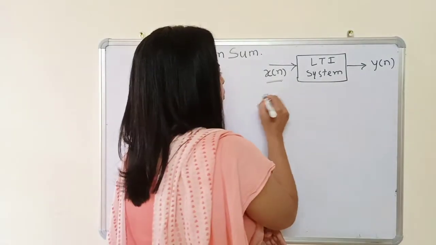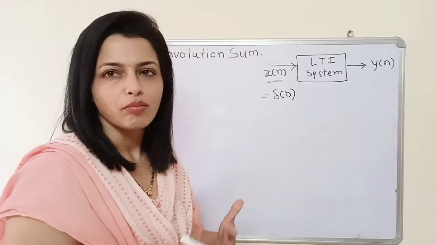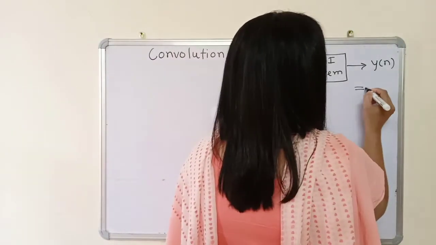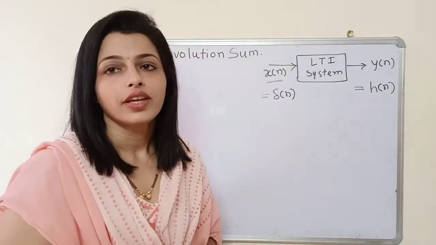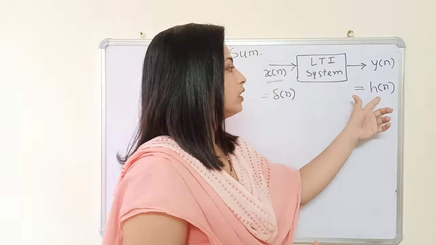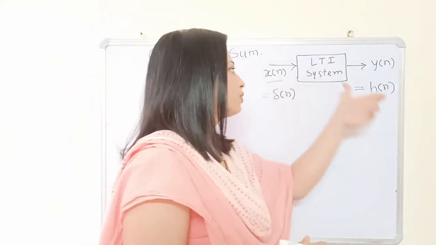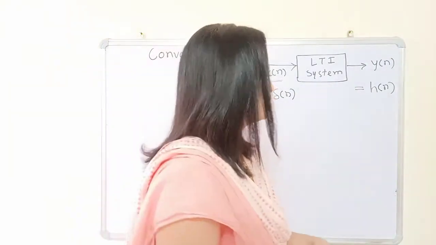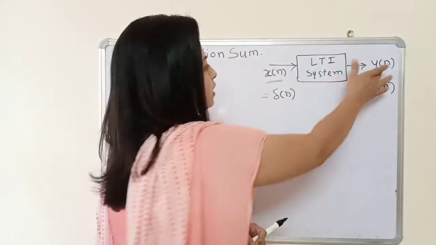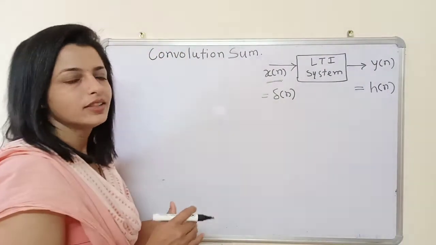Suppose I'm giving the input del of n, which is the simplest signal, the impulse signal. I'll get h of n as the output. We call it the impulse response of the system, because the input is an impulse and the response of the system to the impulse is the impulse response. From this we'll try to derive the relationship between y of n and x of n. So let us start.